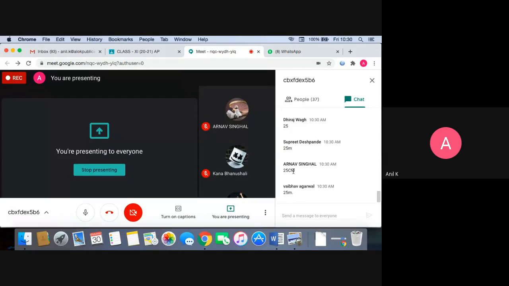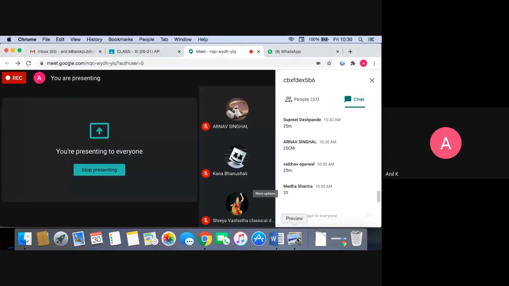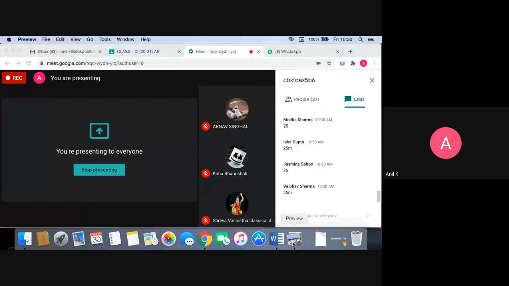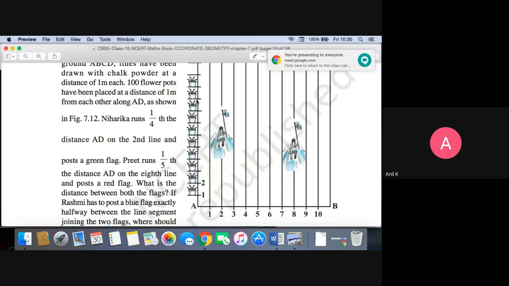25 meters, not centimeters. It is 25 meters. Yes, correct, because 100 pots are there, each one is 1 meter. So the total distance is 100 meters. She runs one fourth of the distance. That is one fourth of 100 is 25. And she is running on the second lane.